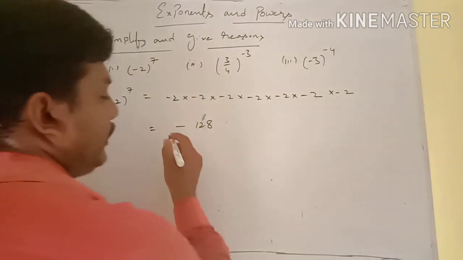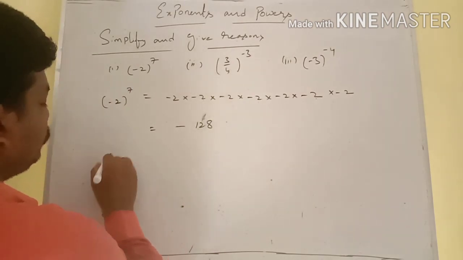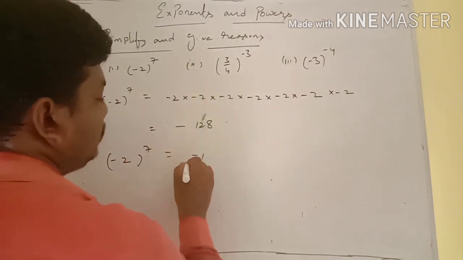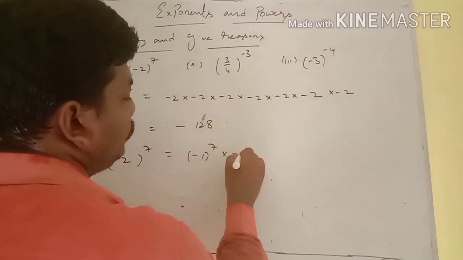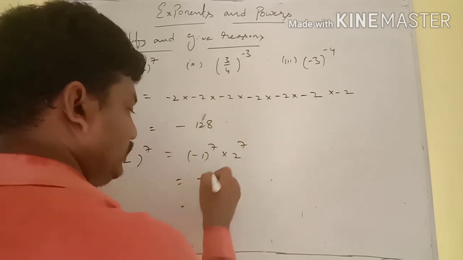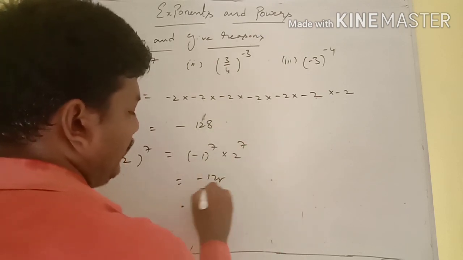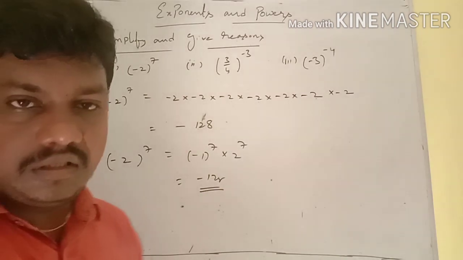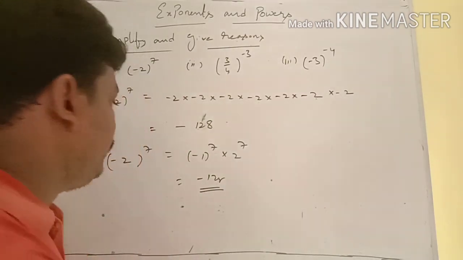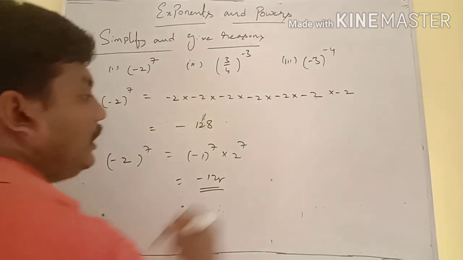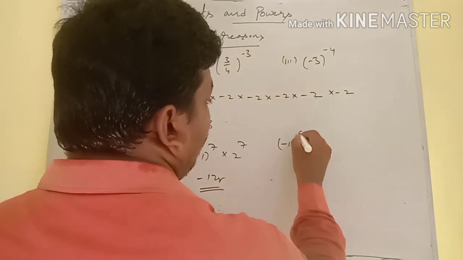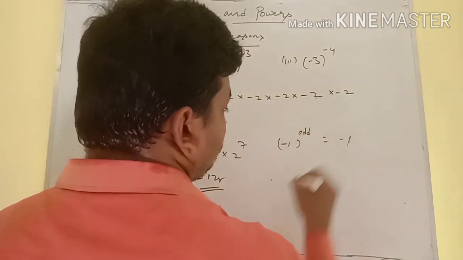Another form in which we can write this: minus 2 power 7 can be written as minus 1 power 7 into 2 power 7. So minus 1 power 7 becomes minus, and this is 128. Like this we can also represent it. That means we have to remember one formula here: minus 1 power an odd exponent becomes minus 1.